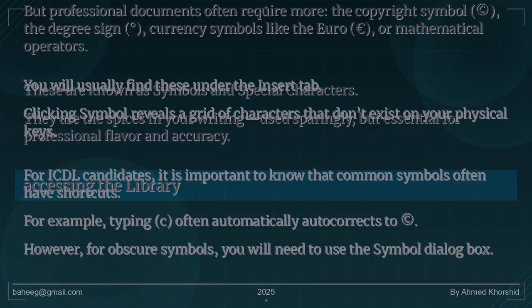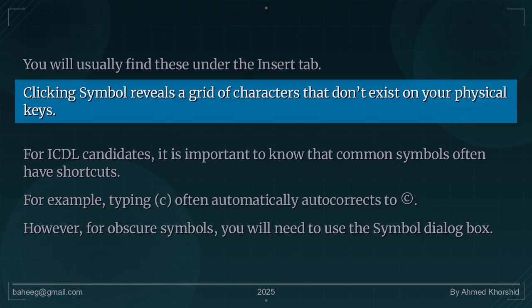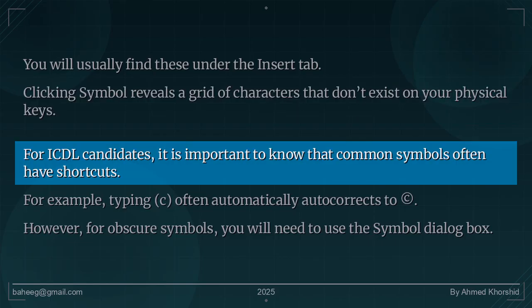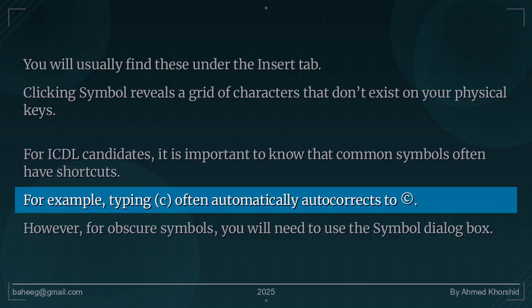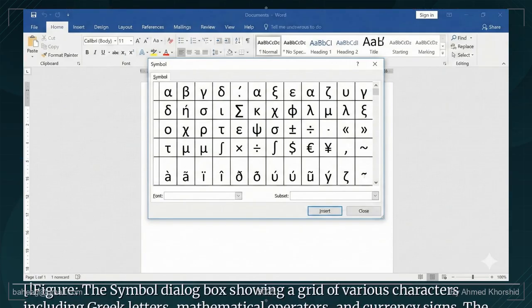Accessing the library. You will usually find these under the Insert tab. Clicking Symbol reveals a grid of characters that don't exist on your physical keys. For ICDL candidates, it is important to know that common symbols often have shortcuts. For example, typing (C) often automatically autocorrects to the copyright symbol. However, for obscure symbols, you will need to use the Symbol dialog box. Figure: the Symbol dialog box showing a grid of various characters including Greek letters, mathematical operators, and currency signs. The Insert button is highlighted at the bottom.